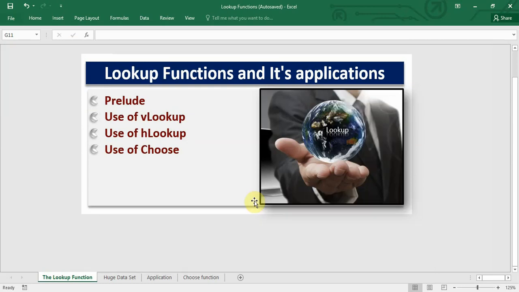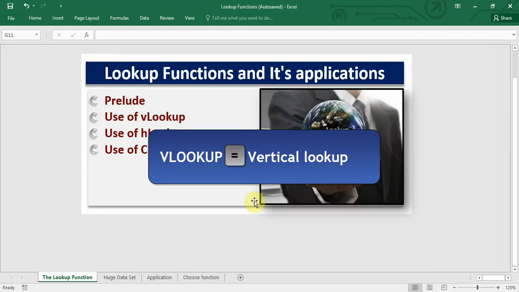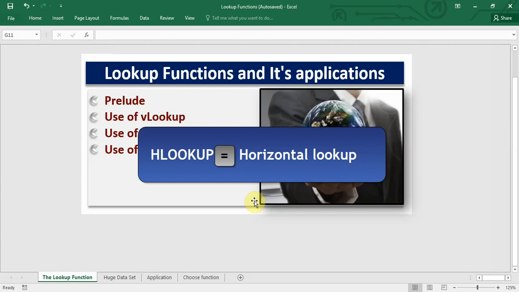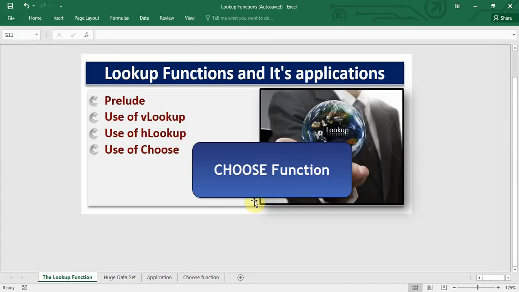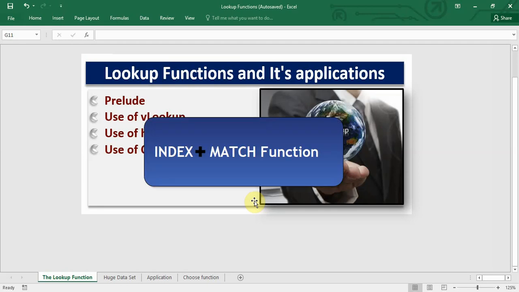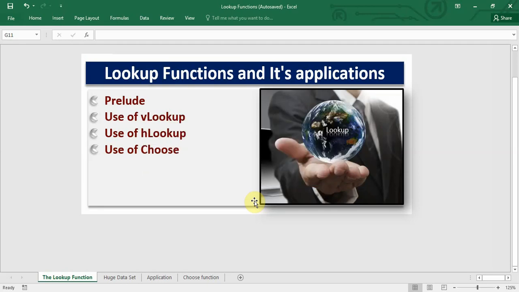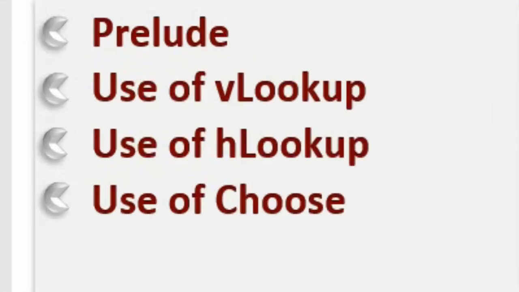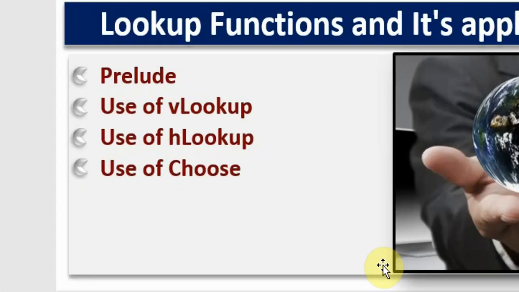Examples of lookup functions are VLOOKUP, which is the vertical lookup, HLOOKUP, the horizontal lookup, choose function, index function, and match function. We can as well combine the index and match function. But for this video, we'll be looking at the application of VLOOKUP, HLOOKUP, and choose function.